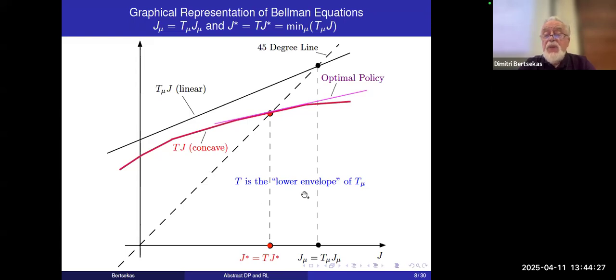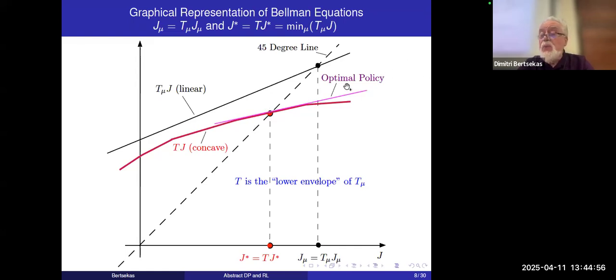Now, the T mapping is the lower envelope of the T mus, so it's a concave mapping. It's this red curve. This graph is this red curve that you see here. And its fixed point is over here at the intersection with the 45-degree line, projecting down. This is the solution of the Bellman equation, J star. J mu obviously lies to the right of J star. So that's a figure to which we're going to come back again.